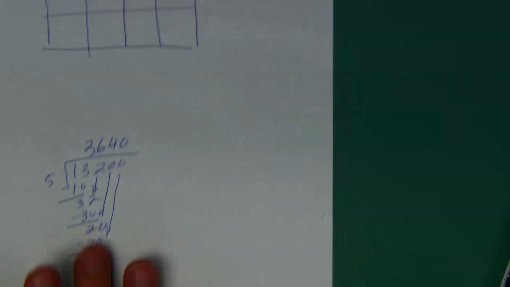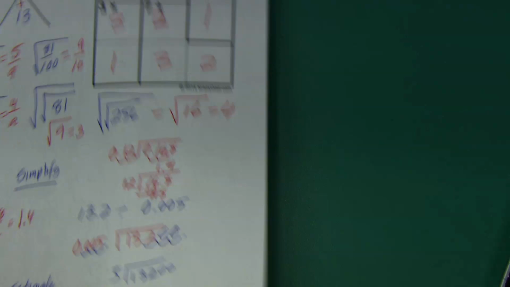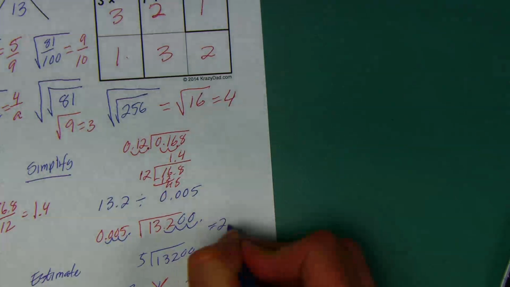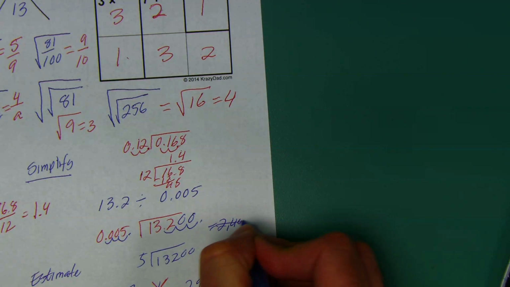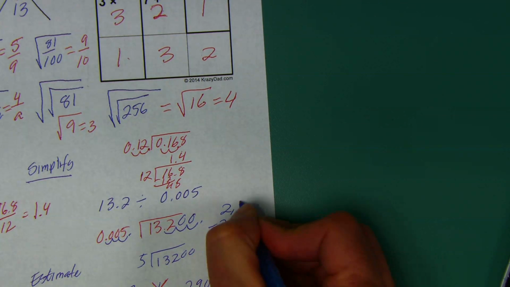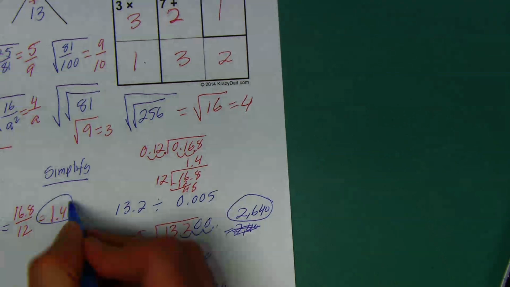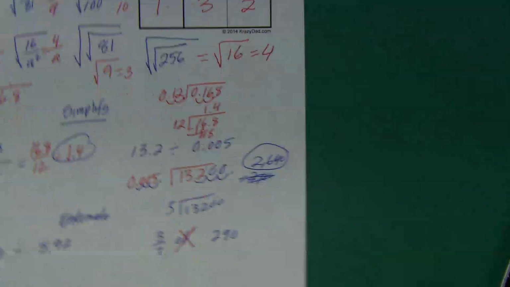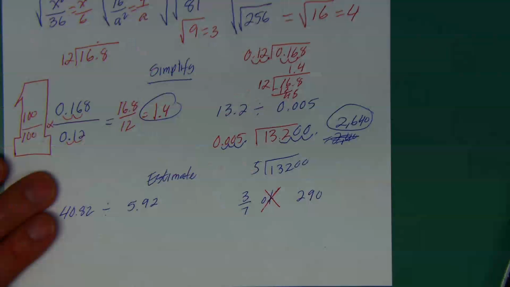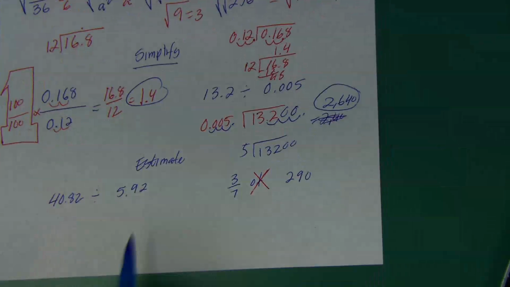So 2,640. Let's circle our answer there. Okay. All right. What's your favorite word to see on a big problem like this?